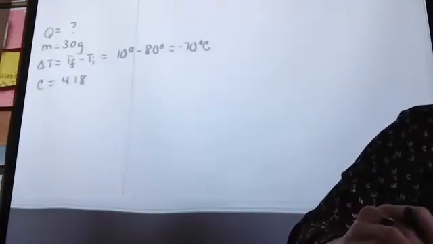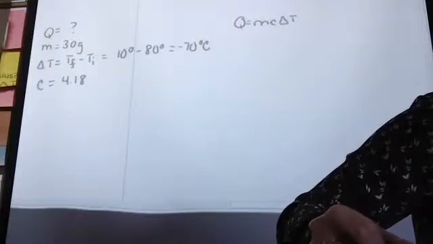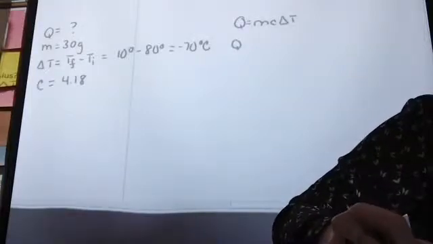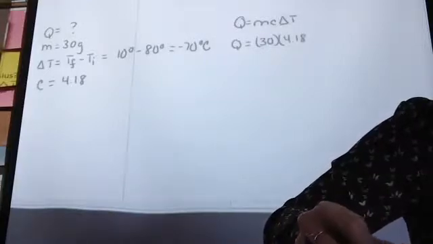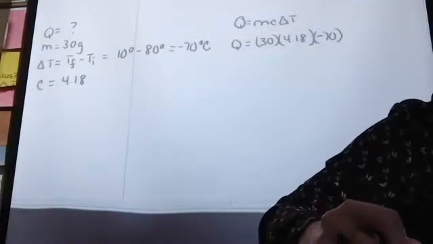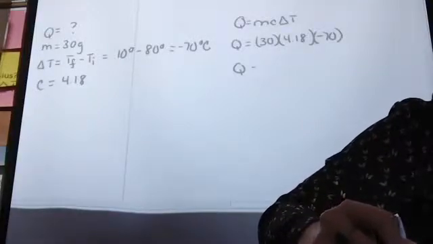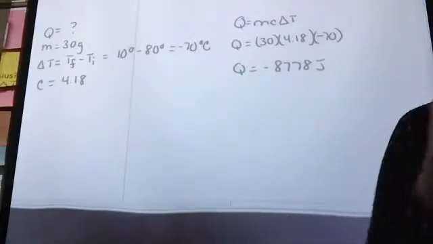I take my equation, Q equals mc delta T, and I plug in my variables. 30 grams, 4.18, negative 70. When I plug that into my calculator, I found out that I have lost 8,708 joules of energy.